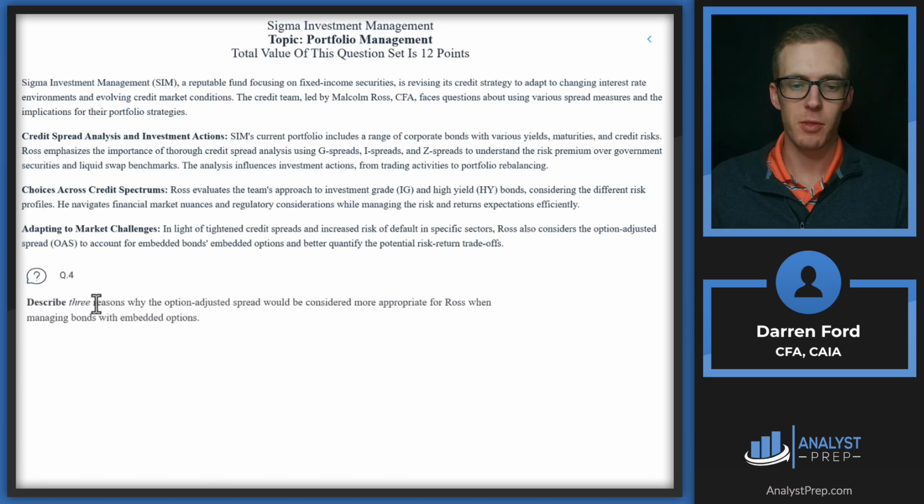Question 4. Describe three reasons why the option-adjusted spread would be considered more appropriate for Ross when managing bonds with embedded options. We left off right here. Adapting to market challenges: in light of tightened credit spreads and increased risk of default in specific sectors, Ross also considers the option-adjusted spread to account for embedded options and better quantify the potential risk-return trade-offs. So we're just looking for three reasons why the option-adjusted spread would be considered more appropriate when considering these types of bonds.